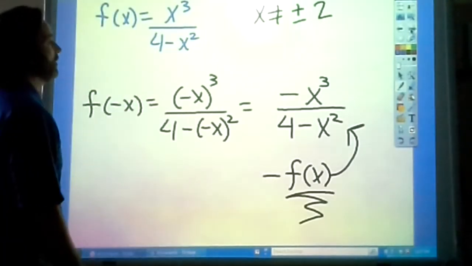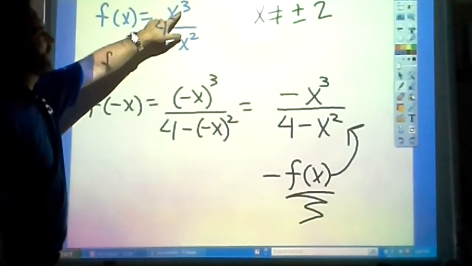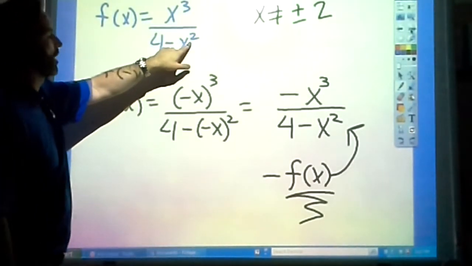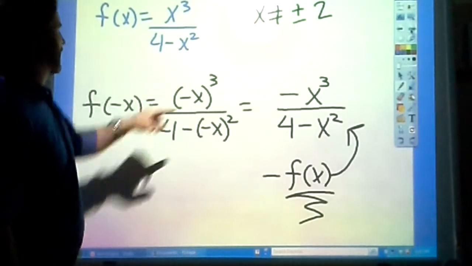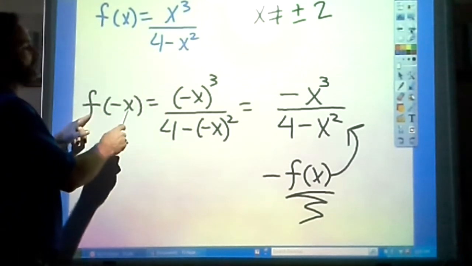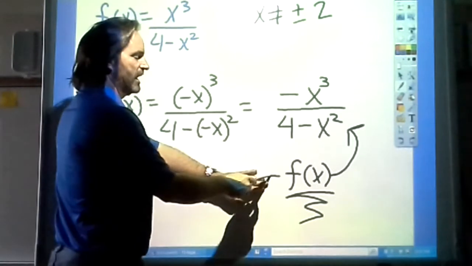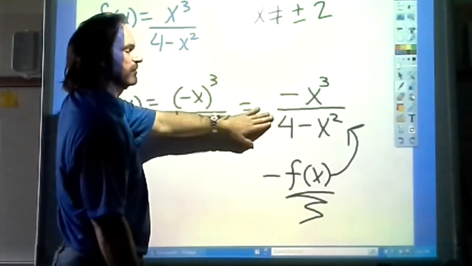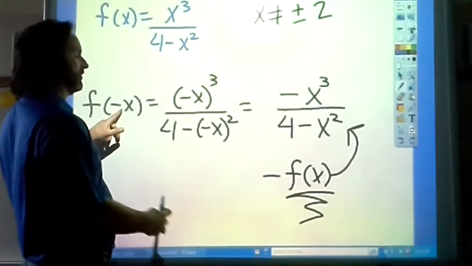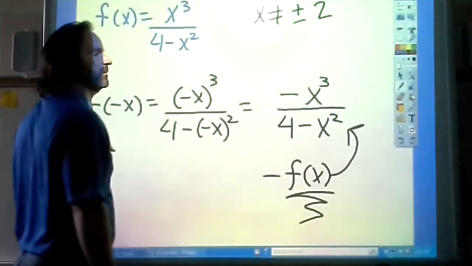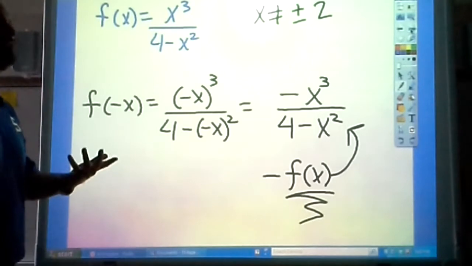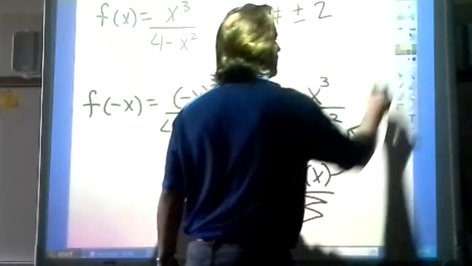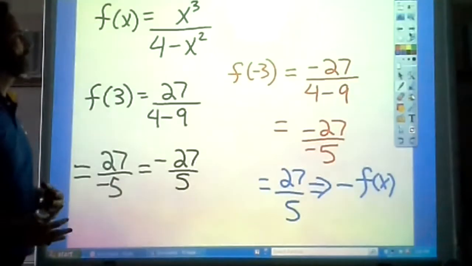So notice, f of x is x cubed over 4 minus x squared. And f of negative x ends up being what? Negative f of x. Notice here's f of x times a negative. So f of negative x ends up being negative f of x. That's an odd function. Let's do it with numbers, so maybe it'll sink home.